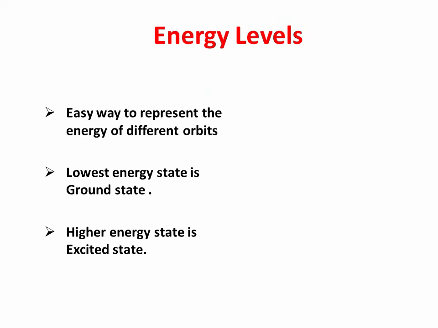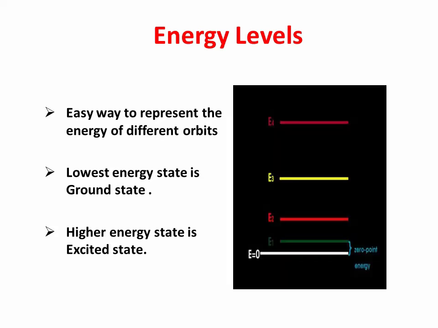For our convenience, instead of representing circular orbits, we consider a straight line as an energy level. The lower orbit has lower energy, which is called the ground state, and the higher orbit has higher energy, called the excited state. So, according to the figure, E1 is the ground state, which has lower energy, and E4 is the excited state, which has higher energy.